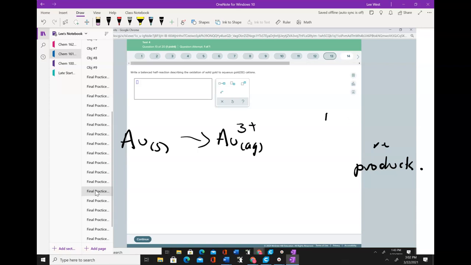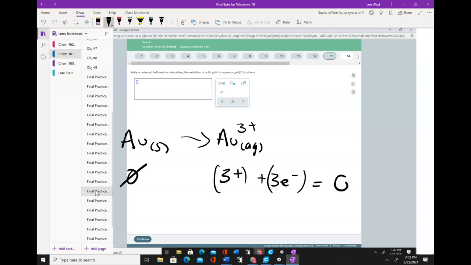All right, so we have to balance for charge, right? So how do we balance fixed charge? We balance fixed charge by adding electrons to the more positive side. So total charge here on the left is 0. Total charge on the right is 3 plus. 3 plus is more positive than 0. So I've got to add in 3 electrons, and then the total charge becomes 0. So that's easy going. All right, just don't make a mistake. Just take your time and get it done.